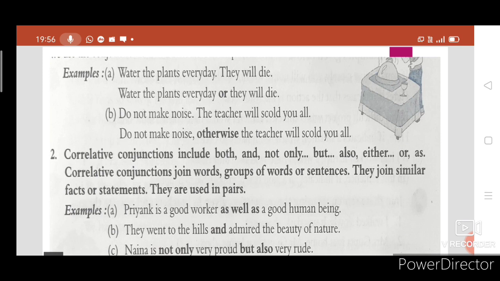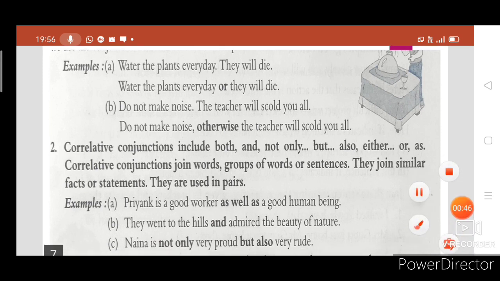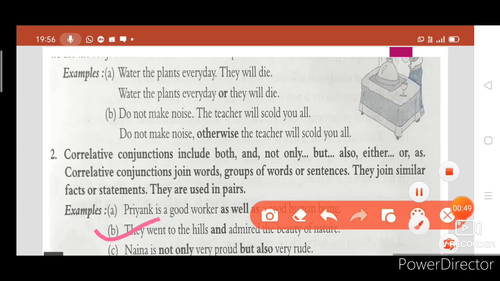They went to the hills and admired the beauty of nature. So here and is also your correlative conjunction. Nana is not only very proud but also very rude. So we are using these words, not only but also, in pairs. This is your correlative conjunction.